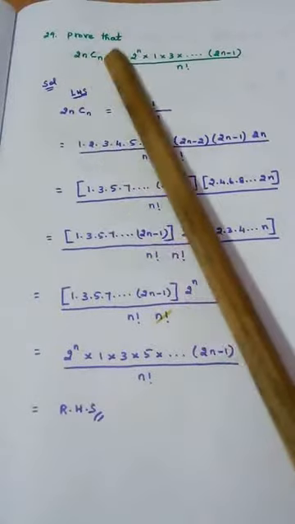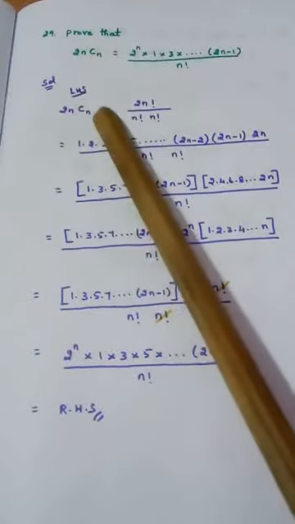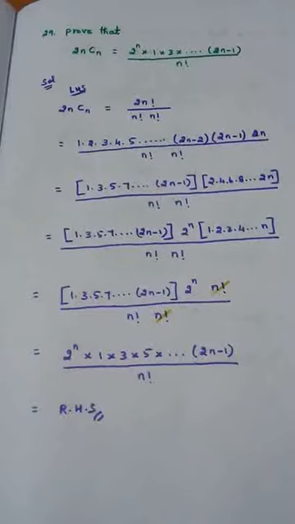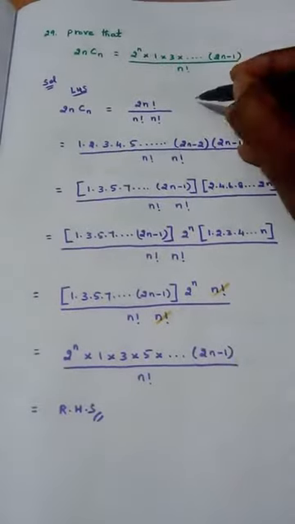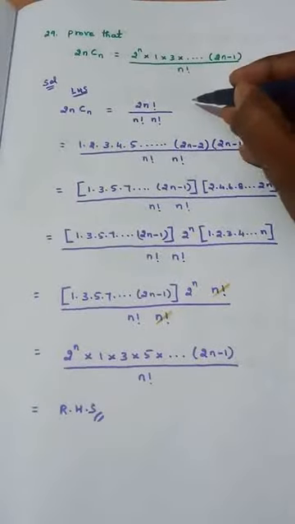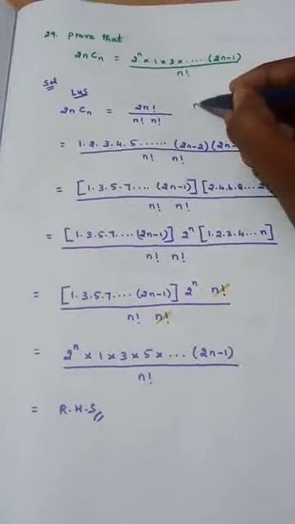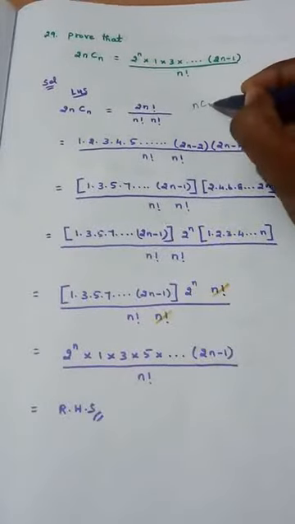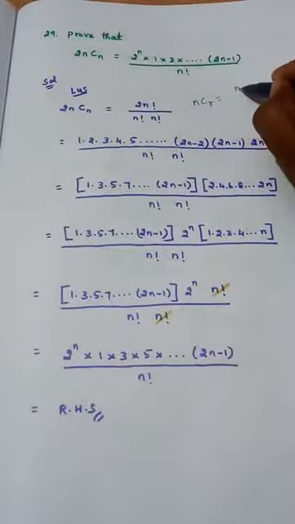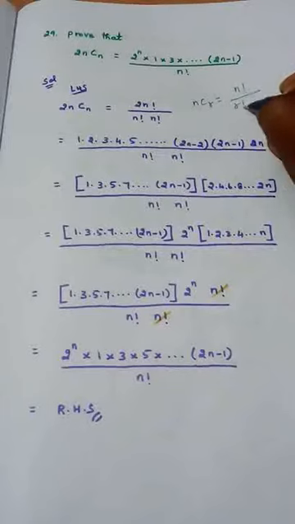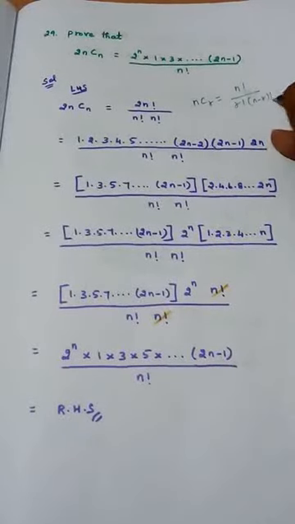So first we are starting with LHS. 2nCn. What is the nCr formula? Again I will write this. You should know, you should have memorized the formula by this time. But still I am writing it. nCr is equal to what? n factorial by r factorial into (n minus r) factorial.